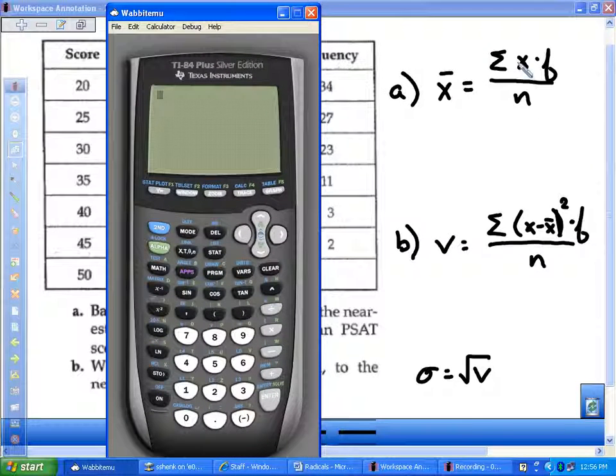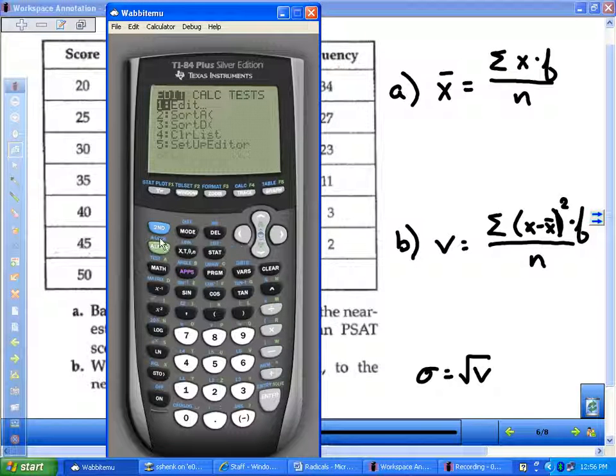Okay, how do I type in this formula? What does this formula represent in the calculator? How do I get sigma? Second, stat, math, 5. What do we want the sum of? What does x represent? L1, times, what does f represent? L2.